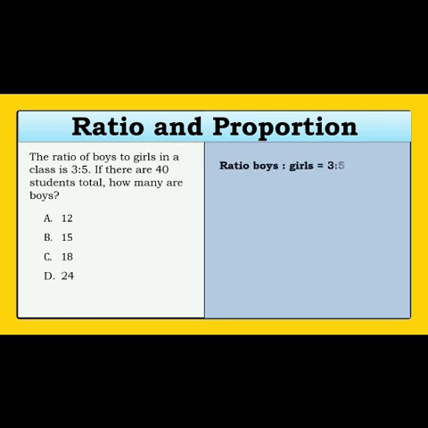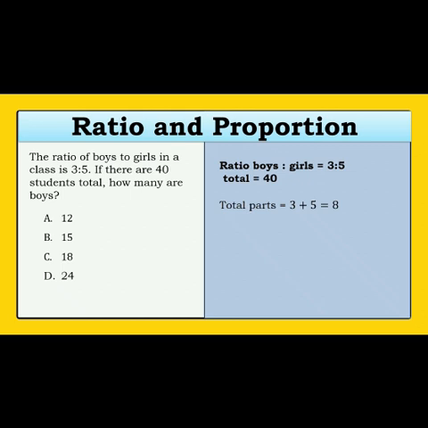Alright, let's find out. We're going to find the number of boys in the class. The ratio of boys to girls is 3:5. This means that for every 3 boys, there are 5 girls. And there are 40 students total inside the classroom. How are we going to find the number of boys? First, we're going to know the total parts. This is coming from the ratio. Our ratio is 3:5, so we add the ratio.